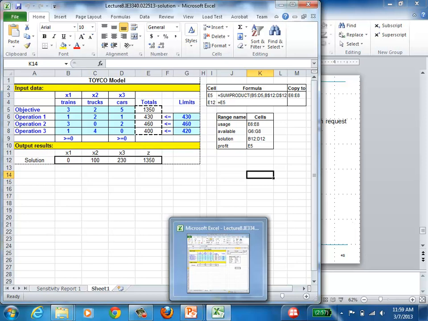And what you're going to see is the model. It's the exact same original model. So you have one constraint for each operation. You have trains, trucks, cars, and you have your optimal solution.